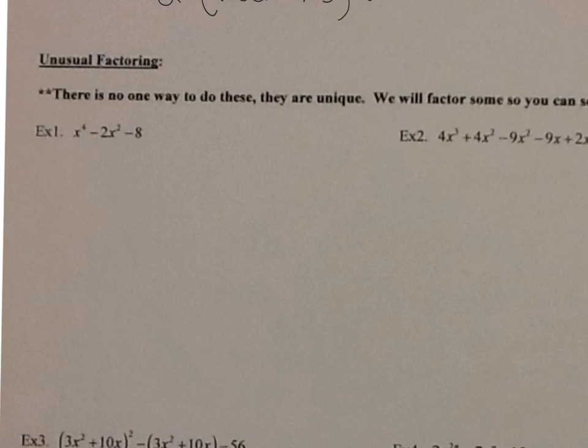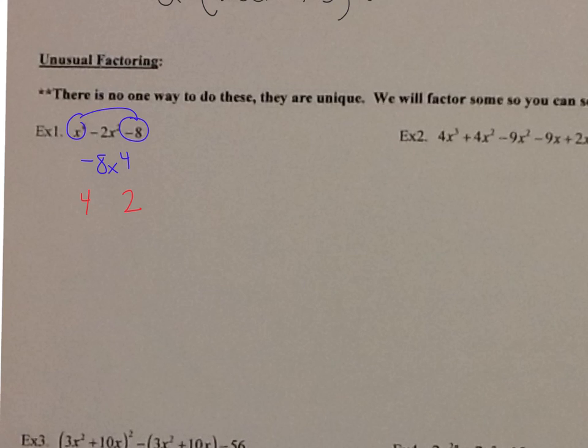All right, so look at the first one. I have an x to the fourth minus 2x squared minus 8. So it's a trinomial, so we are going to do master product. So I multiply the first times the last. I get negative 8x to the fourth. Now I'm looking for two terms that multiply to give me 8, and that would be 4 and 2.